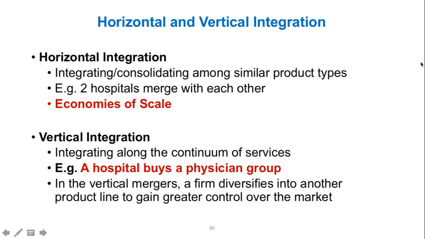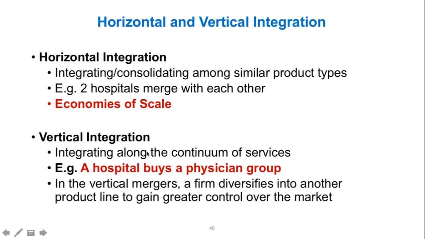When you're looking at integration, first you have to determine whether it is horizontal or vertical integration. Horizontal integration is consolidation among similar product types, which can have a positive impact because of economies of scale. An example would be two hospitals merging with each other. They are producing a similar product, and their merger may cause economies of scale and lower the average total cost.